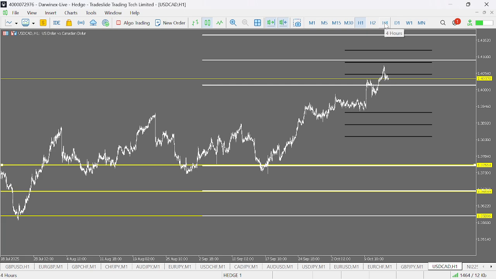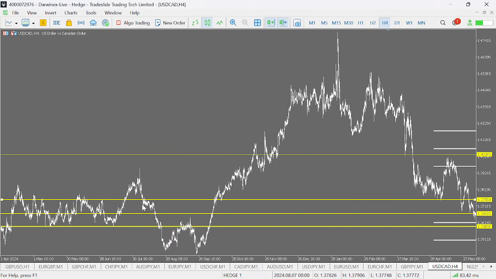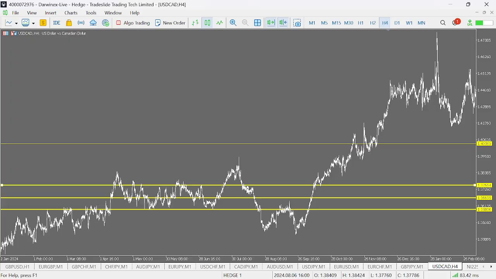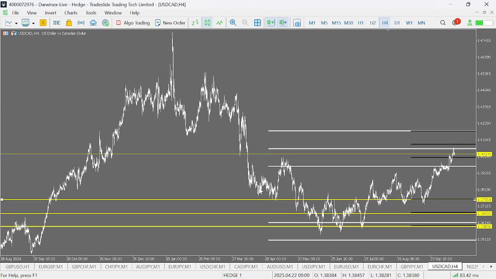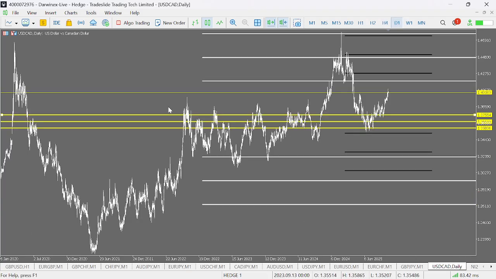Now, let's say 4 hour. Look at this. Look at this. This area, man, is powerful. And we can see now what we saw in the 1 hour. Let's go back. Look at this. This is a very relevant area of support. All right. Let's look at the daily chart to see farther down. Look at this.